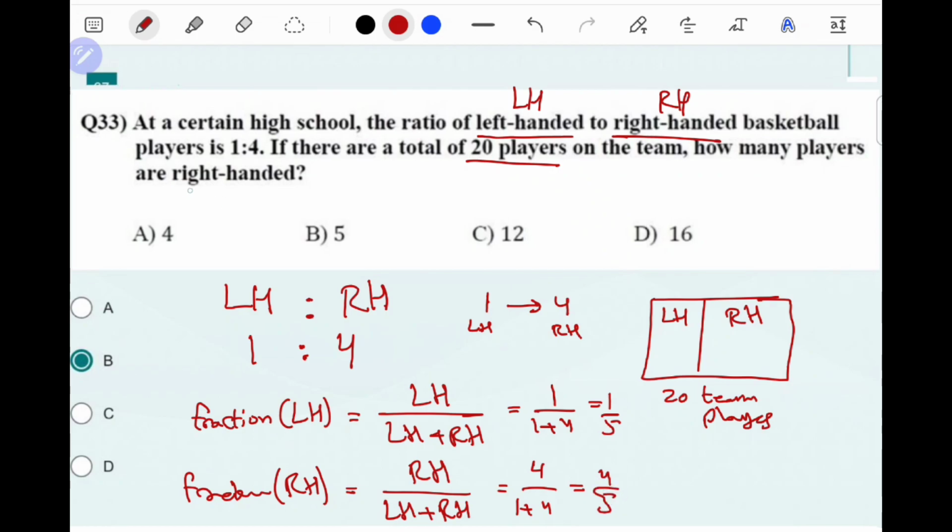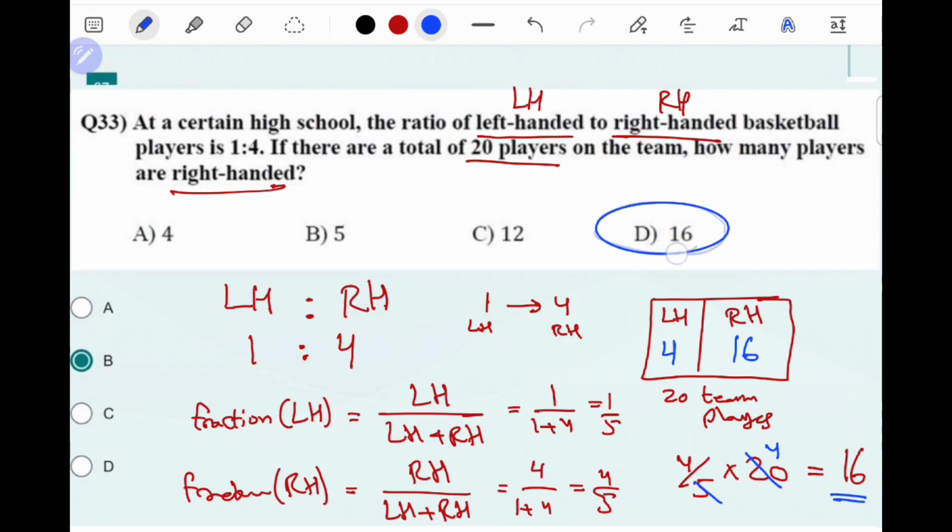So the number of players that are right-handed is simply 4/5 multiplied by the total number 20. 5 cancels out with 20, that will be 4, and 4 times 4 is 16 players. So this is 16, and this is just 4 players, and the answer is D.